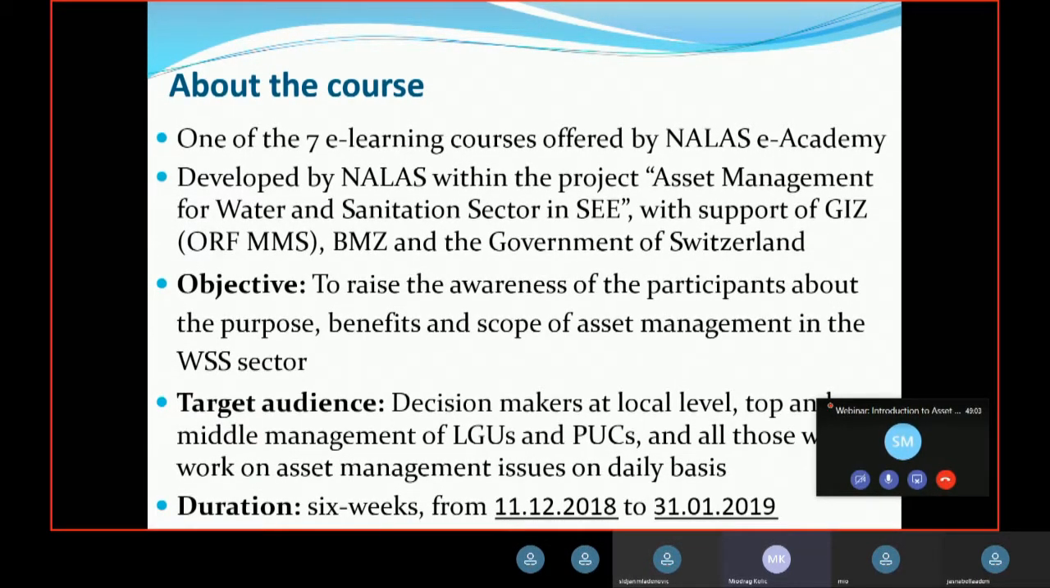Together with me is Ms. Tanja Pavlović-Križanić, asset management expert, and she will be course facilitator and she will lead you through this course. Now, I will invite Ms. Tanja Pavlović-Križanić to present herself and to give an introduction about asset management and the importance of asset management.